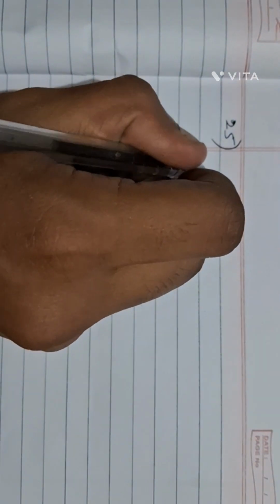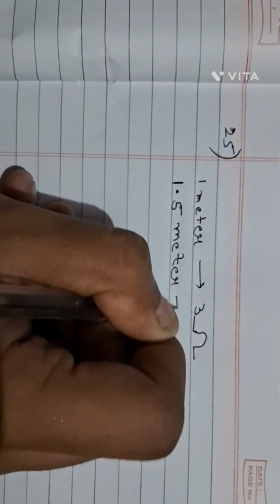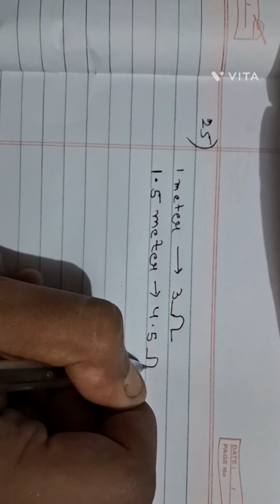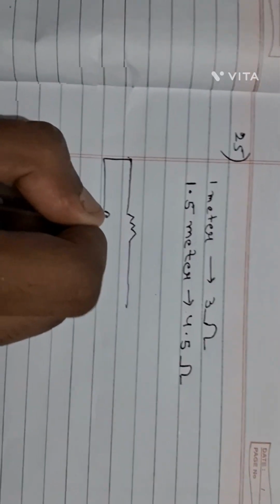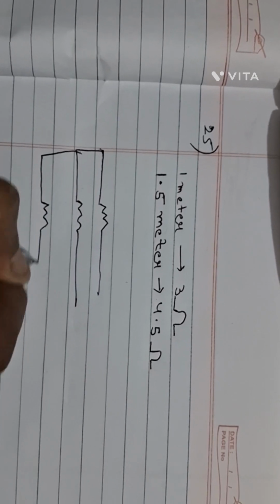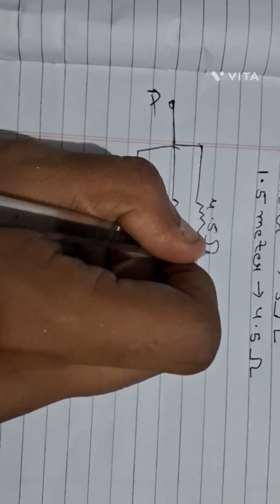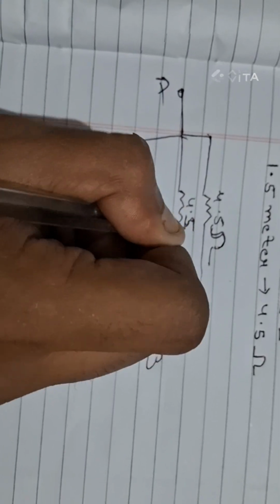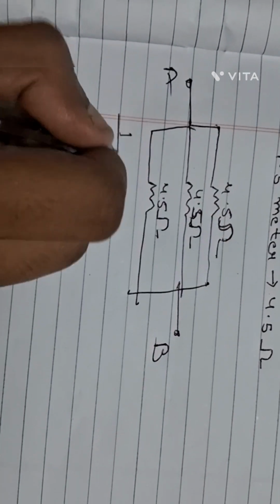Let us start. We have 3 ohm per meter, so 1 meter consists of 3 ohm. Then 1.5 meter is equal to 4.5 ohm. Now I am drawing the diagram. These three are in parallel, each of 4.5 ohm. Let us add them to find the total.